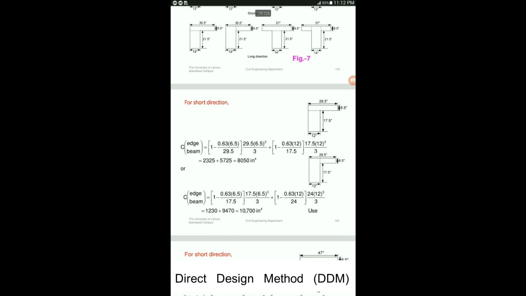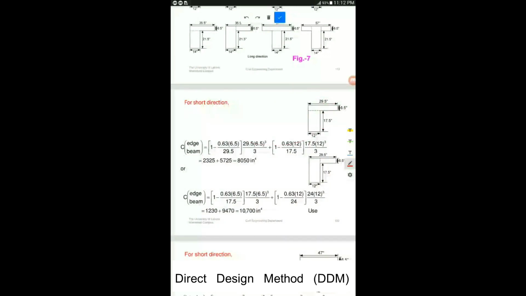Now let us see this example for short direction beams, which have beam dimensions 12 cross 24, where 12 inch is the width and 24 inches the depth of the beam including slab thickness. So this 24 inch you can see here, this 6.5 inch plus 17.5 inch, the sum is 24 inch, and this 12 is here. This 29.5 inch is basically B effective, which we have already calculated. So knowing all these dimensions, we are going to calculate torsional constant C.